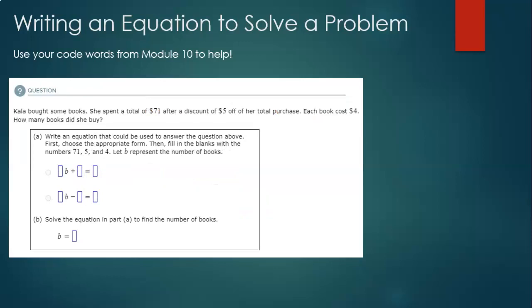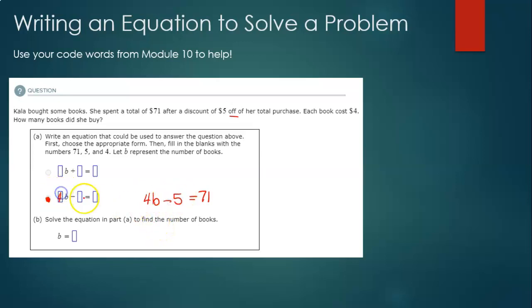You pause the video and try this one on your own. All right. Kayla bought some books. She spent a total of $71 after a discount of $5 off of her total purchase. Well, that's telling you we want the subtraction problem for this. She spent a total of $71, so 71 should be your total there. Each book costs $4, and she got a discount of $5 off of her purchase.